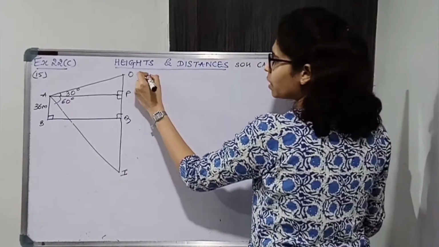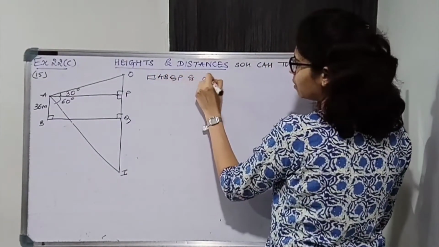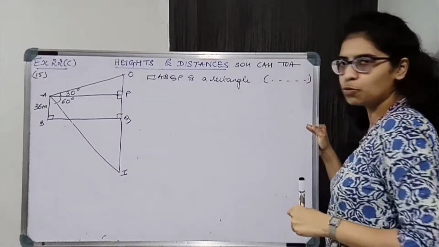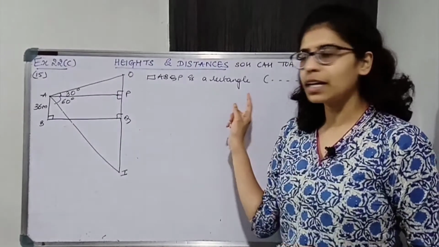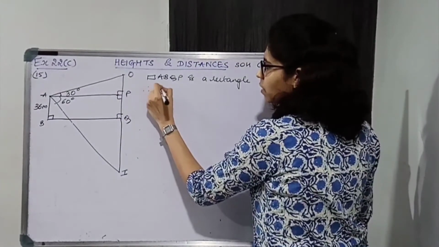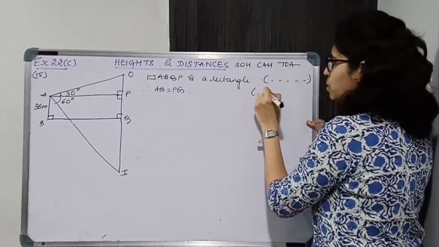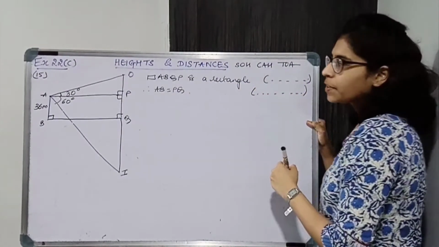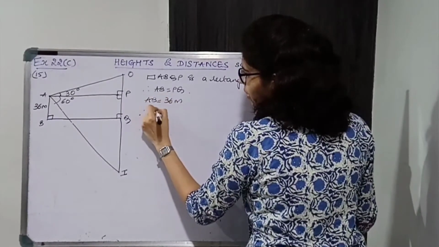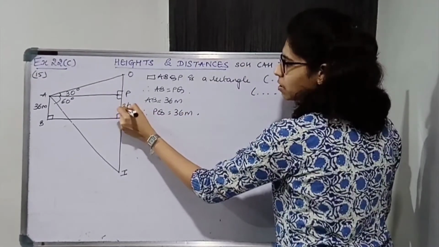PQ is equal to AB. Okay, so first write down quadrilateral ABQP is a rectangle. You can say from the figure only, you don't need to prove. So since this is a rectangle, opposite sides are equal. AB is equal to PQ. Write down: opposite sides of a rectangle are congruent. Now AB is equal to 36 meters. Therefore PQ is equal to 36 meters. Okay, so we got this.